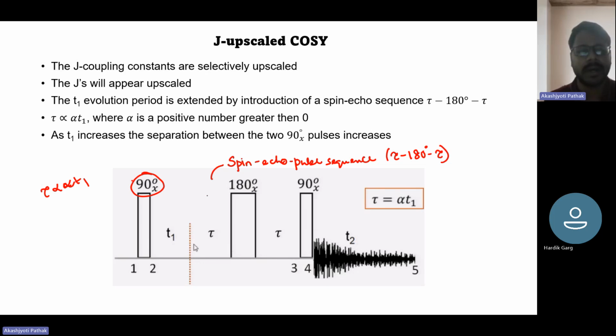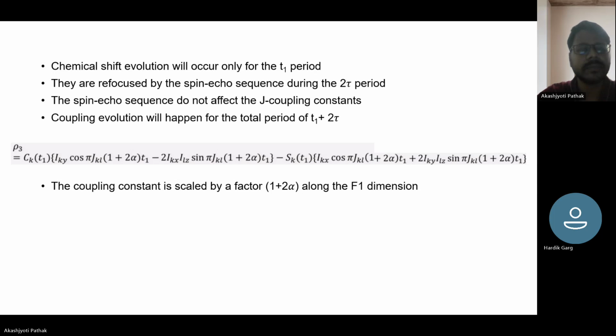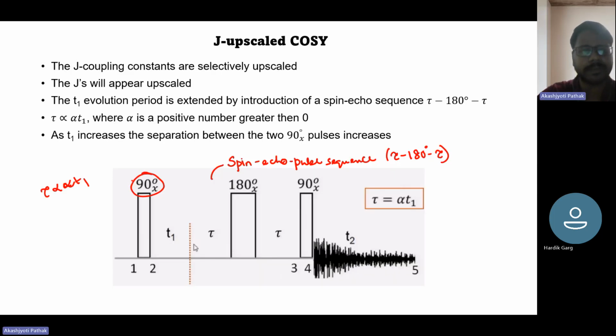Now we have to look into what changes take place on introduction of this extra sequence. For this, again, we have to calculate the product operator at different time points, right? What is the product operator at time point 1, 2, 3 and 4? If we calculate them, then we can understand how this J coupling constant gets upscaled, right?